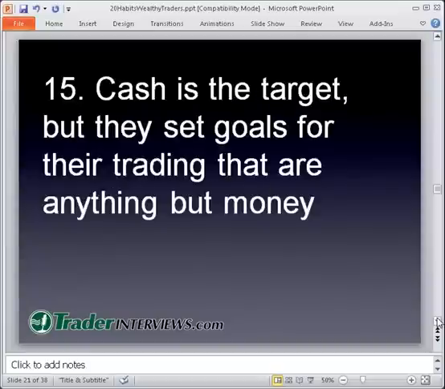Number 15. Cash is the target, but they set goals for their trading that are anything but money. Now, there'll be people out there who will tell you that it's not about the money, it's about trading your plan correctly. And they're right, but guess what? It is about the money. We're not here for video game fun when we play the markets. We're here to make money. Money is what pays the bills. Money is the goal. For almost all of us, money is the judge of success.